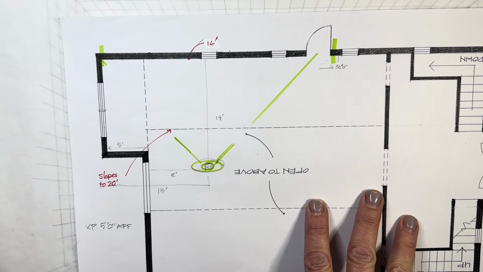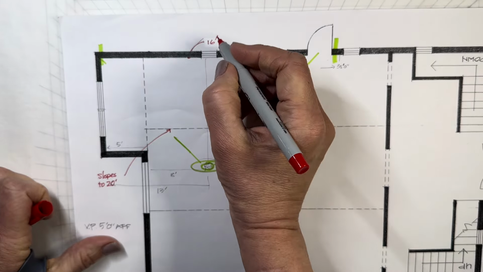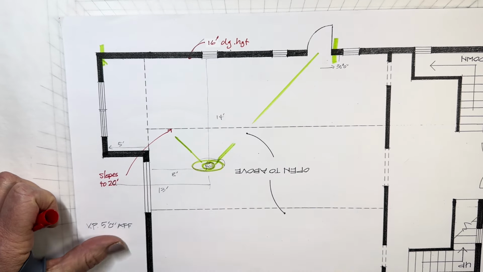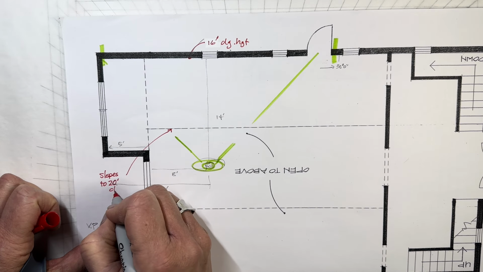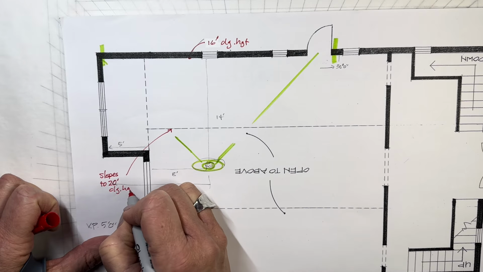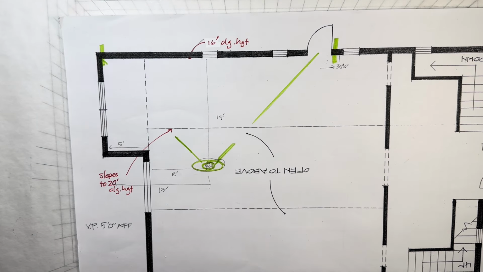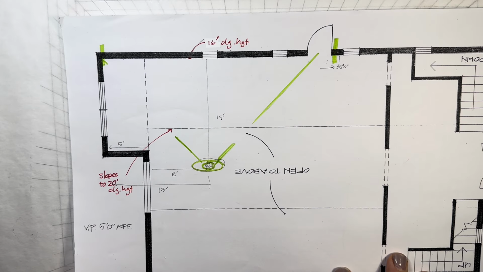To make note, along this line, the ceiling height is 16 feet, and it slopes up to 20 feet at the dashed line, and then it goes flat. So that's what we have to plot out.